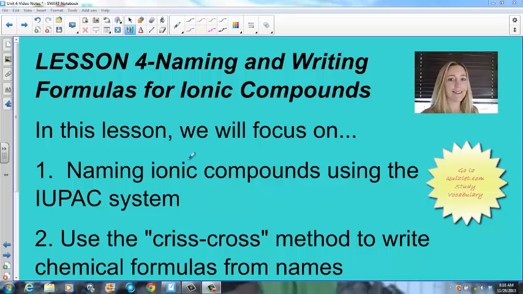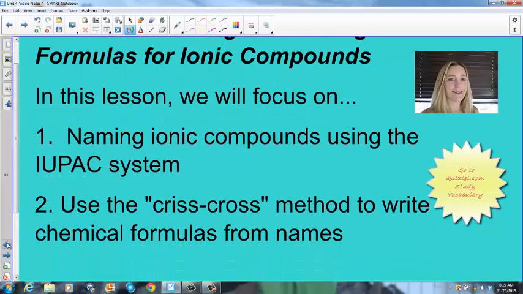So this is lesson 4, naming and writing formulas for ionic compounds. In this lesson, we're going to focus on naming ionic compounds using the IUPAC system. And we're also going to look at using the crisscross method to write chemical formulas from the chemical names.